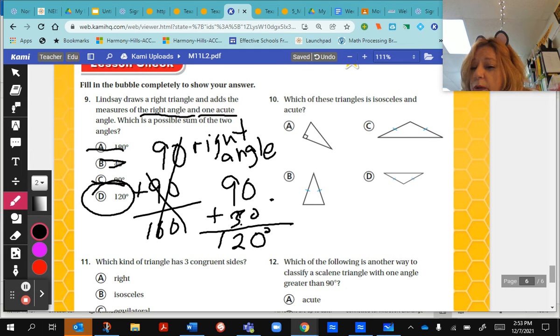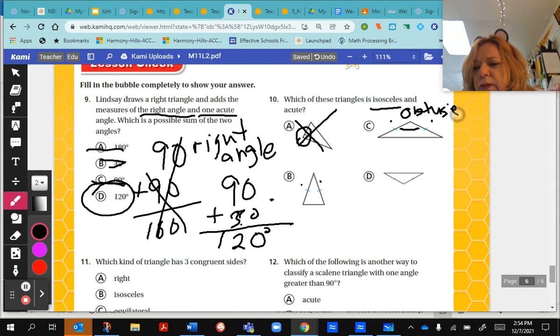Let's look at number 10. Which one of these triangles is isosceles and acute? Okay, isosceles means that it's side, opposite side, and acute. So here I see immediately there's a right angle, so I'm going to eliminate that one. An isosceles is a side opposite side. Well, I see this was side opposite side. So I have this one and this one. But look at this here. That is obtuse, so it's not an acute. So I can eliminate that.